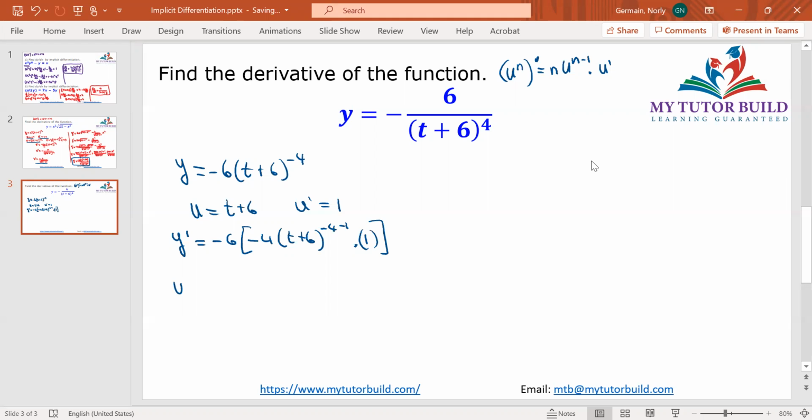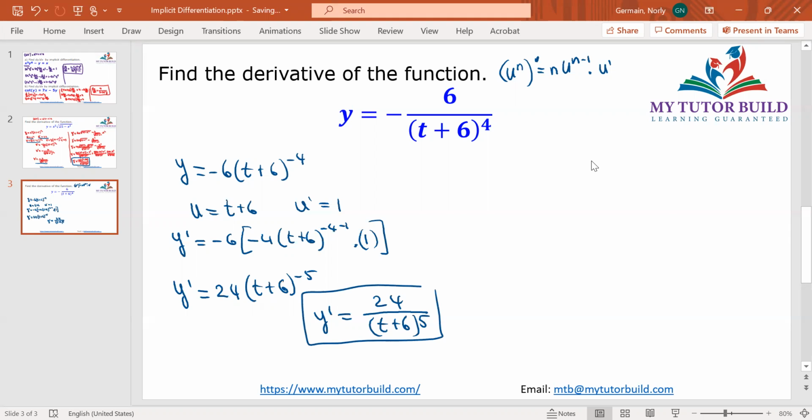Now we see that y prime would be negative 4 times negative 6 gives us positive 24, times (t plus 6) to the power negative 5, times 1, so equal to itself. Now we can simply rewrite our derivative as y prime equals 24 over (t plus 6) to the power 5, because we don't want to write down the final answer with a negative exponent. I think that was all.